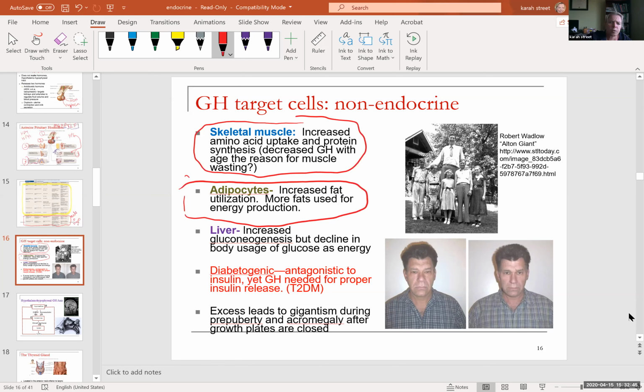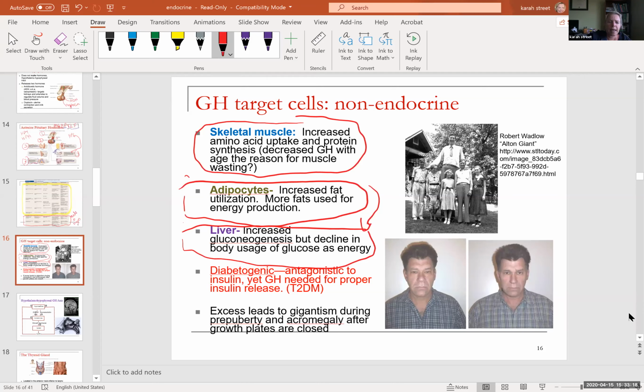The liver will do its job to make sure that the body has energy. The liver has a process called gluconeogenesis. So the liver can actually make new glucose. And it makes this glucose from alternative fuels, like fatty acids from the adipocytes. So it can use different macromolecules to make glucose to help with this process.